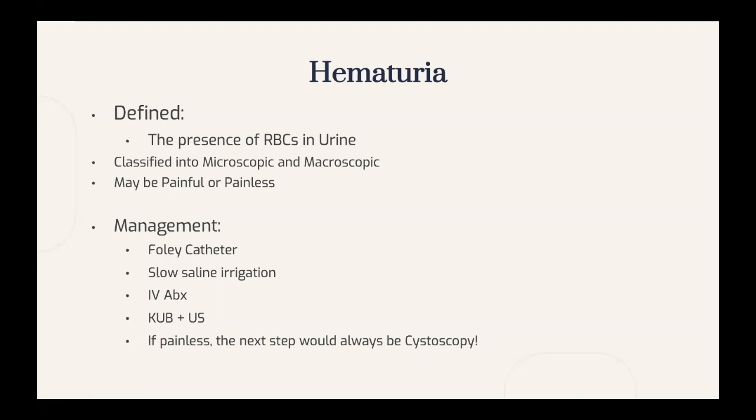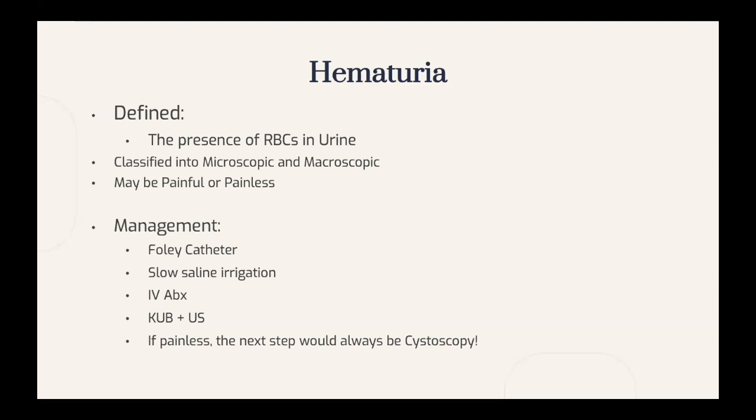It's defined as the presence of RBCs in urine. The cutoff score is more than 3 RBCs per HPF. It's classified into microscopic and macroscopic, and it may be painful or painless. The management is usually through a Foley catheter. We do a slow saline irrigation. We give IV antibiotics, especially if there's a suspected urinary tract infection. We do a KUB and ultrasound. And if it's painless, the next step is always a cystoscopy.